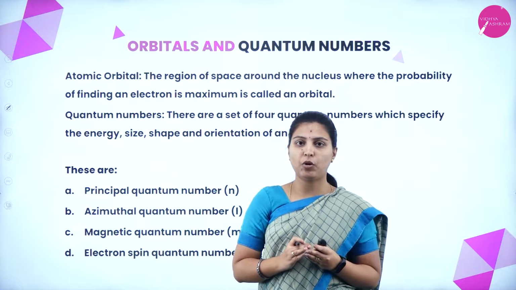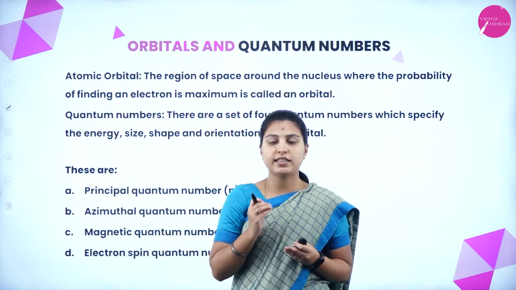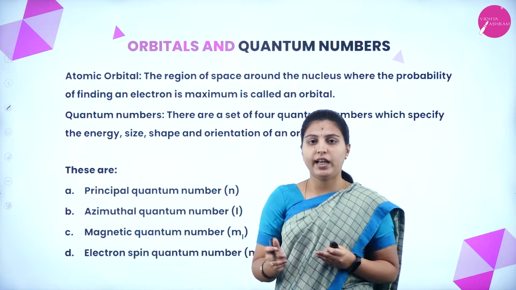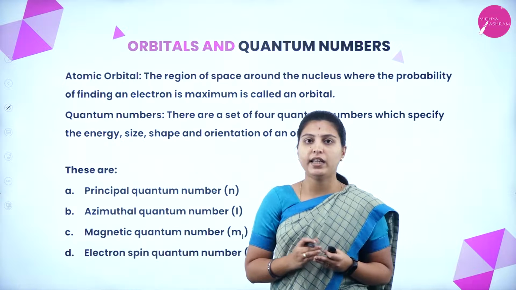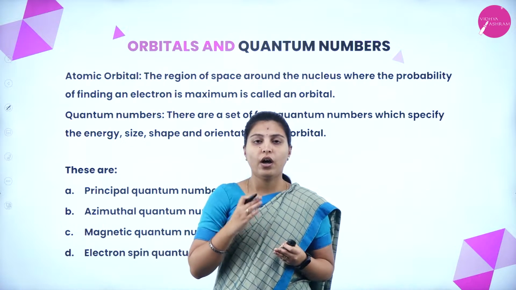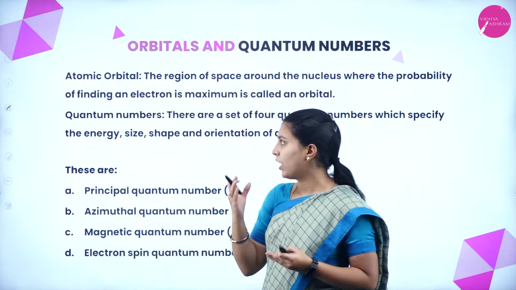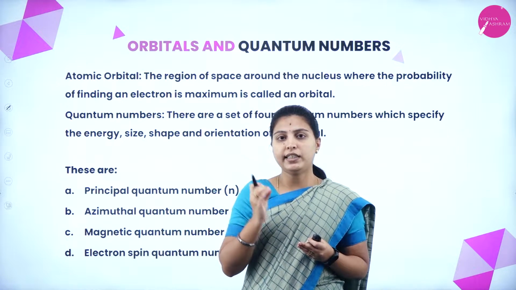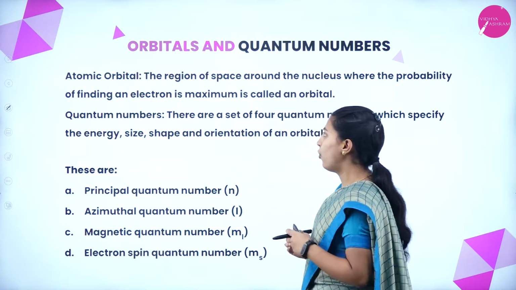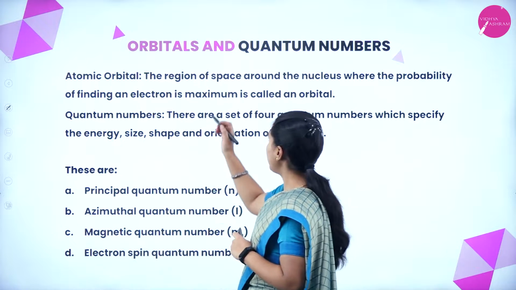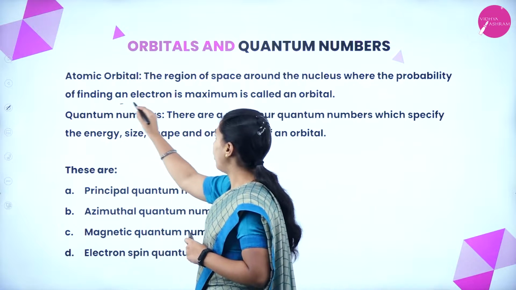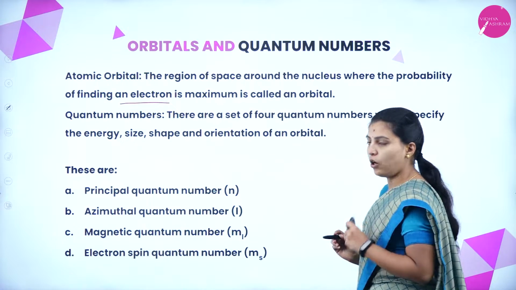What does quantum mechanical model mean? It is the branch of science which studies the motions of microscopic objects. Werner Heisenberg and Erwin Schrödinger gave an equation for the hydrogen atom. After that they gave the quantum mechanical model. In that, an important feature is atomic orbitals. So we'll see what an atomic orbital is. The region of space around the nucleus where the probability of finding an electron is maximum is called an orbital.